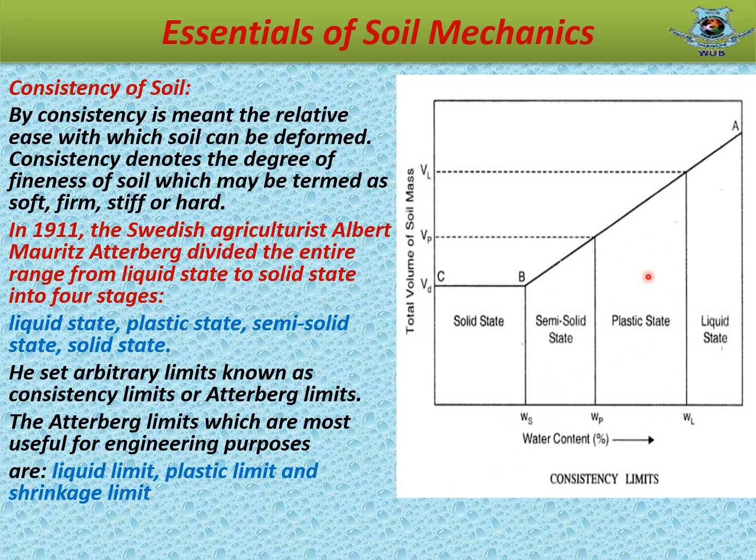In the figure we can see that up to the solid state, with the increase of water content, the volume of soil remains the same. And next to the solid state, with the increase in water content, the volume of soil also increases. A gradual increase in water content causes the soil to change from solid to semi-solid to plastic to liquid states. The water contents at which the consistency changes from one state to the other are called consistency limits or Atterberg limits.